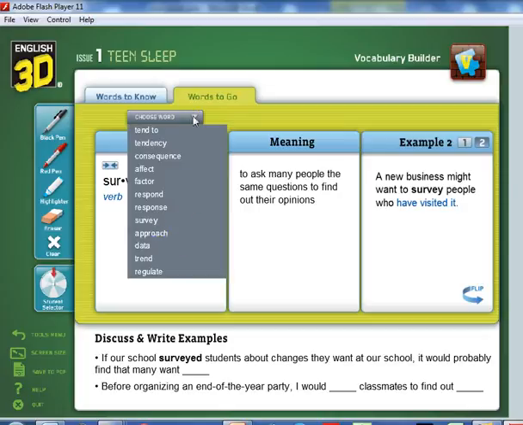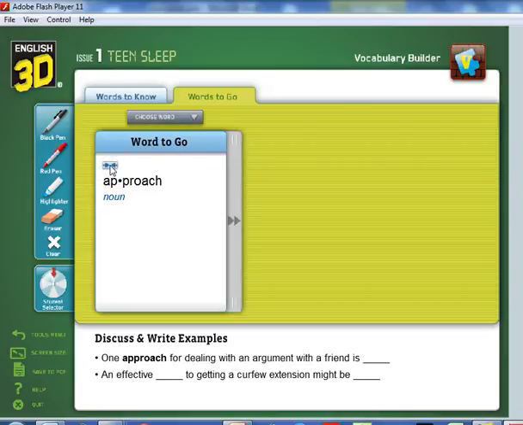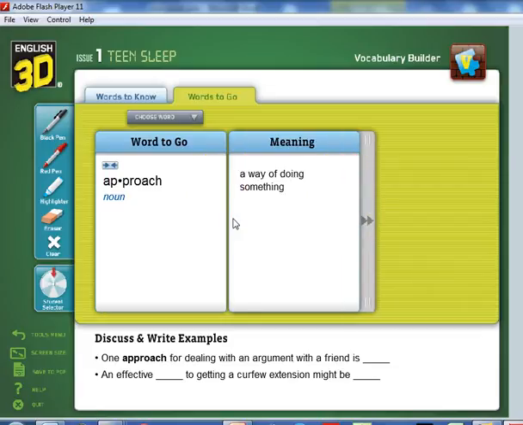And our next word is approach. Approach is a noun. Approach is a way of doing something.